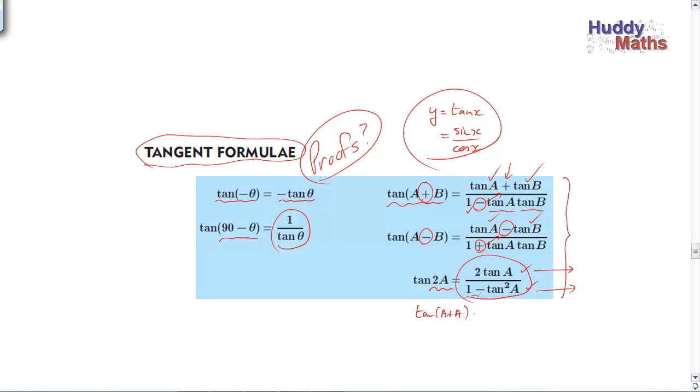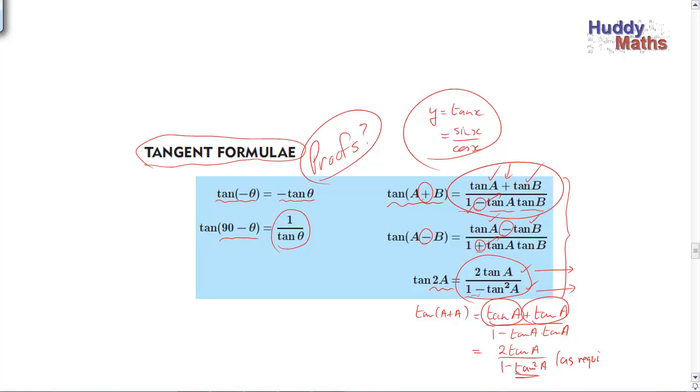Let's do it. Tan of A plus A. Let's go back to this. Tan of 2 angles added: tan of the first plus tan of the second over 1 take tan of the first, tan of the second. And the first and the second are the same. So 1 tan A plus another tan A is 2 tan A. Oops, I put B here. I said it was the same. Then I went and wrote B. I've got to get rid of that. So tan A. So this is 1 take tan squared A. As required. Okay. All right, got that? We've just proven that one.